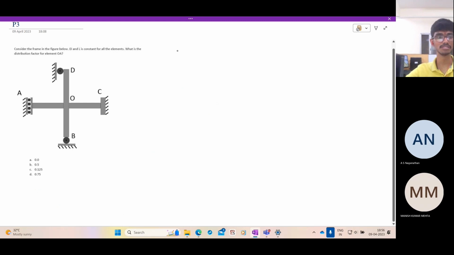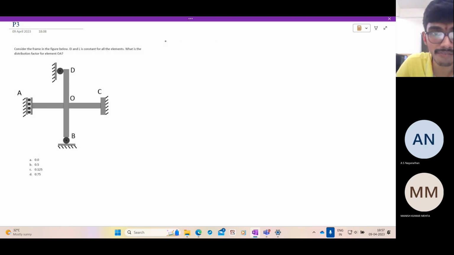Now let's go to the next question. Consider the frame given below. L is constant for all elements. EI is also constant for all the elements. What is the distribution factor for the element OA? Now we know what the far end of OA is. OA is like this. So this is a guided roller. We found in the last problem, what is the value of KOA?